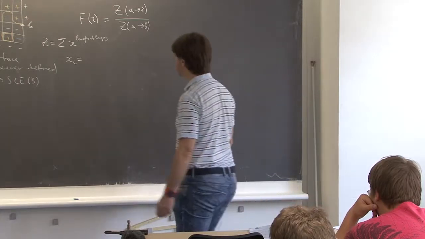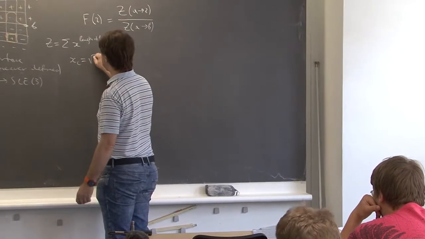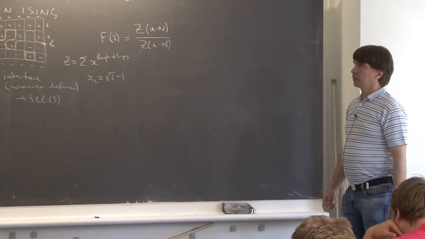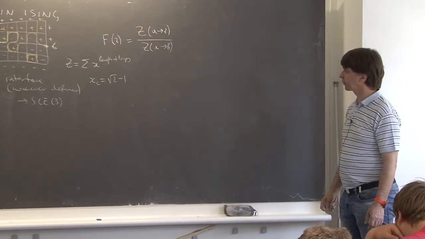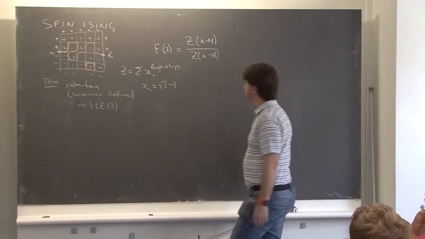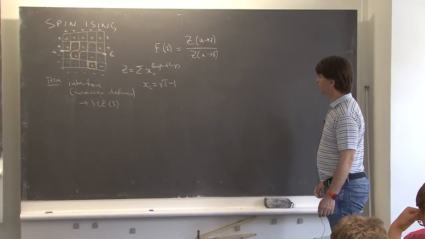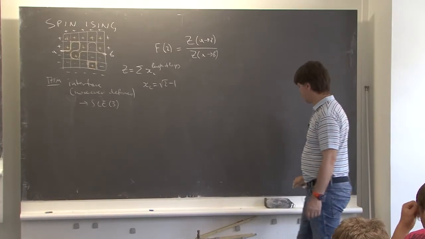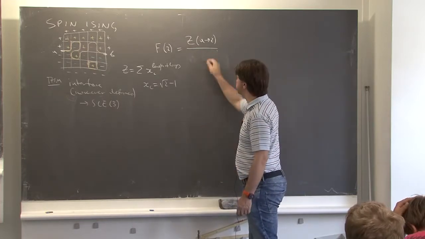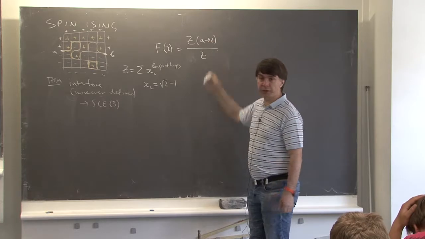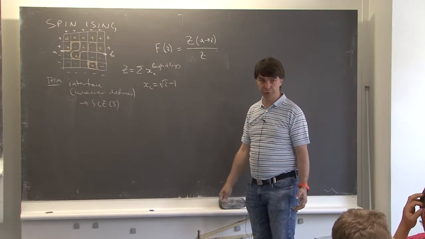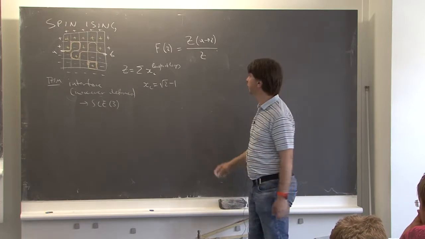So x, I think it's equal to, what is it, square root of 2 minus 1, x critical. So if you normalize by partition function for the usual boundary conditions, then you automatically get a martingale. That's what we discussed for loop erased random walk. So whatever you do, if you normalize by partition function, you get a martingale.